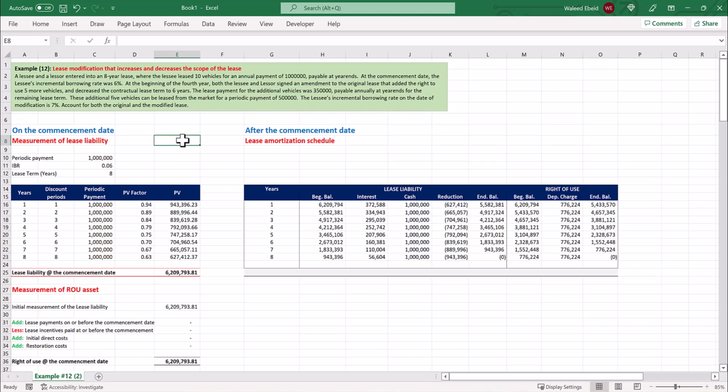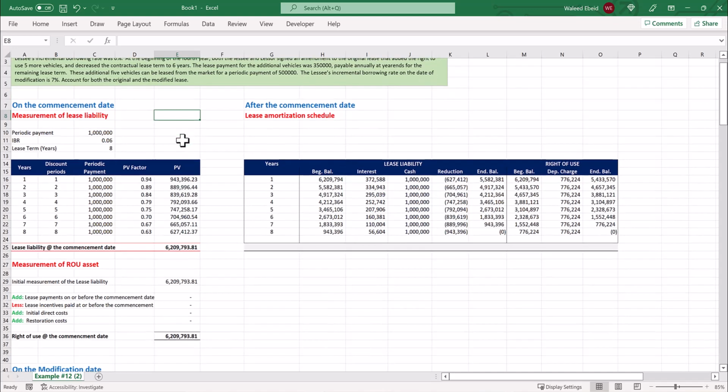These additional 5 vehicles can be leased from the market for a periodic payment of $500,000. The lessee's incremental borrowing rate on the date of modification is 7%. Account for both the original and the modified lease.